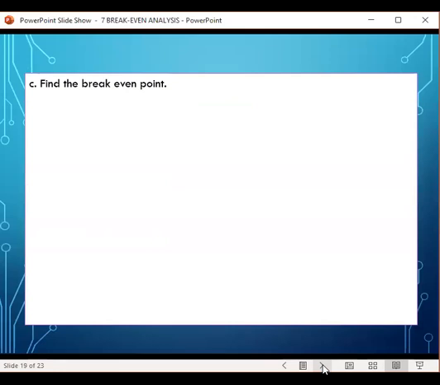Now, the next question is to determine the break-even point. Now, for us to determine the break-even point, again, as mentioned earlier, the revenue must be equal to the total cost. We know that the revenue is 15x minus x squared. Again, this was calculated from letter A. The total cost is given, which is 30 plus 2x.